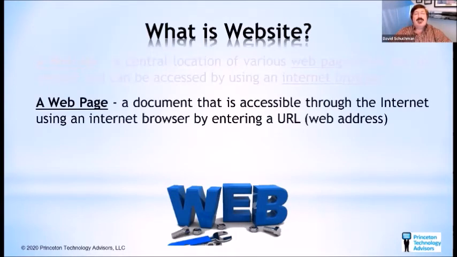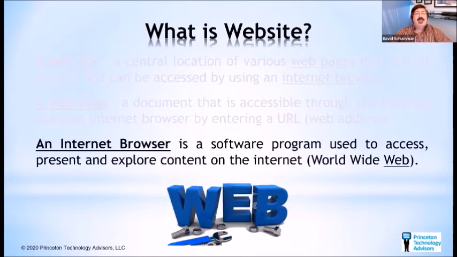A web page is the document that's accessible through the internet. Again, you use your internet browser by entering the URL, or Uniform Resource Locator, or web address. Some people call it a domain, and that's fine as well. The internet browser is the software or program that you use, and it accesses the content on the World Wide Web. If you've ever seen a website start with www, that's what those three W's mean: World Wide Web. So you use an internet browser to access the website and view the web pages.